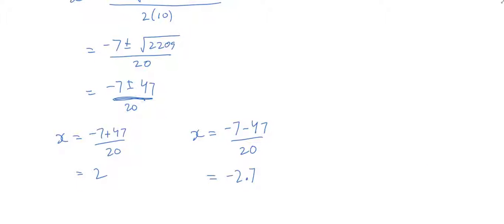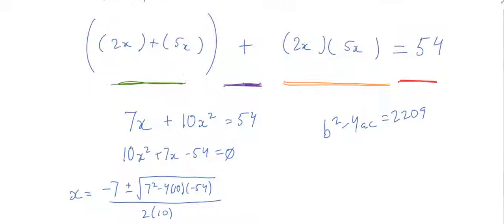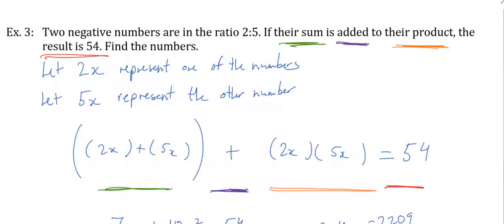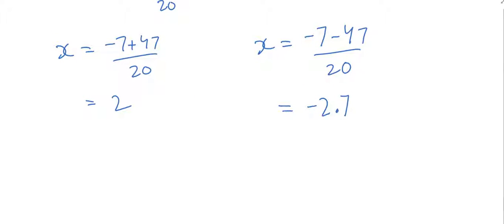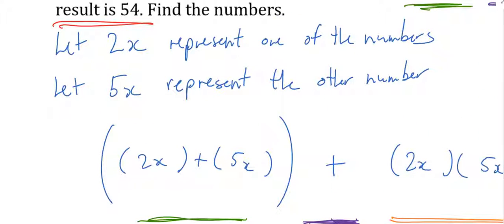I'm done the solving part, so I'm going to go back up to the question and reread it and see what we're supposed to actually be doing. Two negative numbers are in the ratio of 2 to 5. Find the numbers. So what can I do here? Nick, do you have any ideas on what we could do next? Do 2x and 5x because the x with 2. Yeah, very good. So I can take this. Remember what we said. The numbers were 2x and 5x.